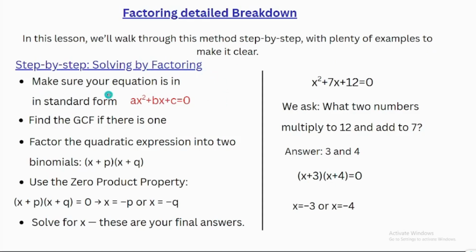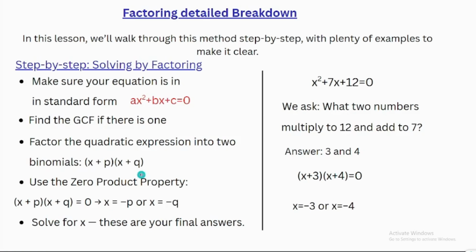First, make sure your equation is in standard form, ax squared plus bx plus c equals 0. Second, find the GCF if there is one. If there is a greatest common factor, we will find it before factoring. Then factor the quadratic expression into two binomials, like x plus p times x plus q.